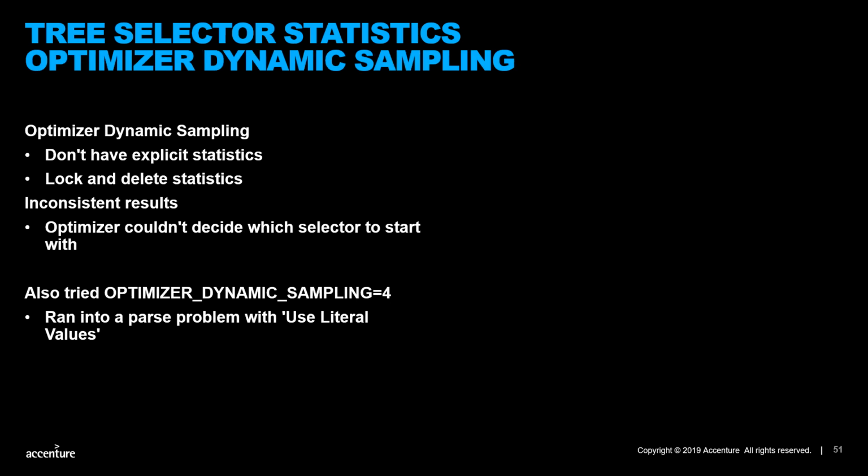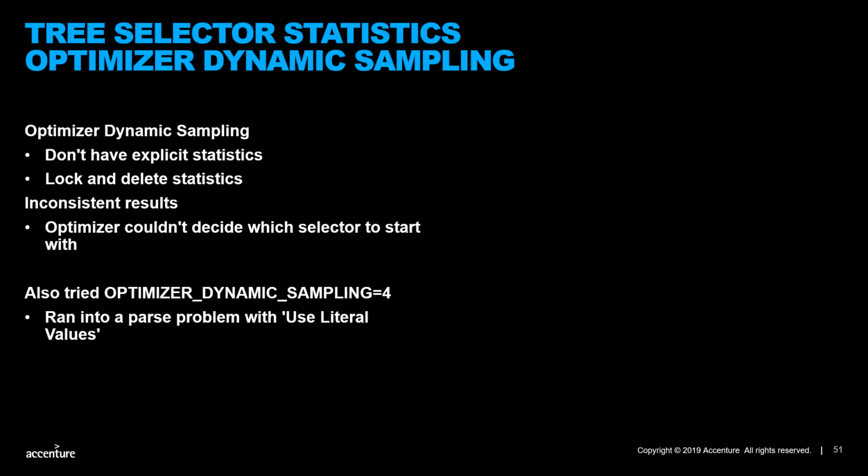One of the early things we tried was optimizer dynamic sampling. So we tried not having explicit statistics on the selector tables, and we tried locking and deleting the statistics. And we got inconsistent results. Essentially, the problem was that the optimizer couldn't decide which selector to start with, because you wanted to start with the smaller selectors and work up. But without a histogram, it didn't know which one was smaller.